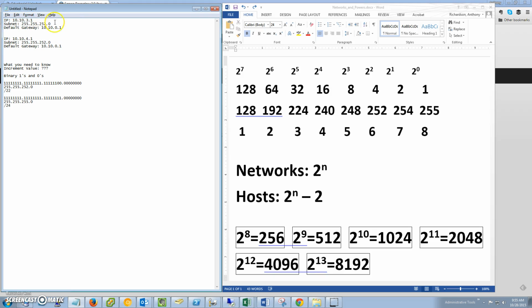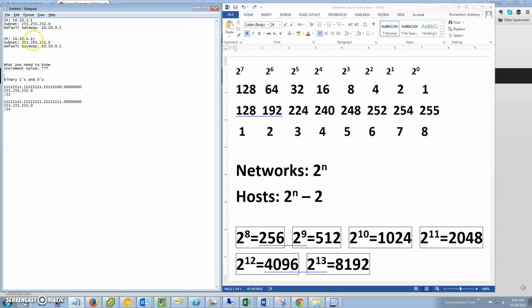If you have an IP address, what is the increment value for this particular subnet mask? What you have to do as it relates to the subnet mask is convert that into its binary equivalent. This is what the binary ones and zeros are down here. For every one, that means on, and zeros are off. It means count that particular bit.